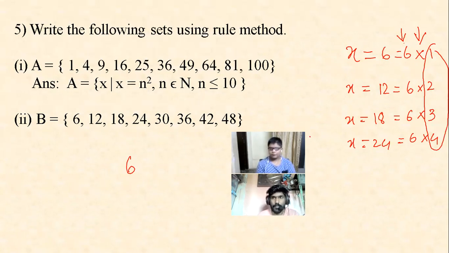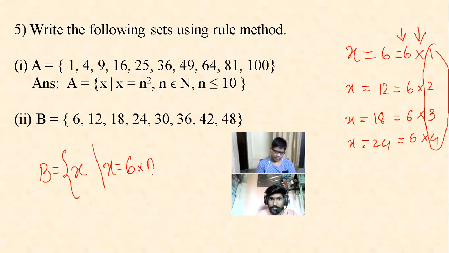So you can write this as B is equal to the set of all variable x such that x is equal to 6 into what is changing? 1, 2, 3, 4 is changing. So you can write it 6 into n. Correct? Because this n is changing. Are you understanding this? Yes, sir. What is the last number in this? 48. 48 comes at 6 eights, sir.